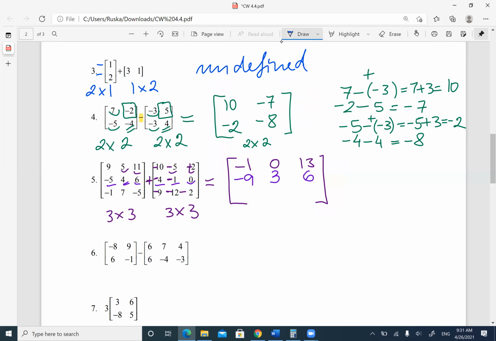You have negative 1 minus 9 is negative 10. 7 minus 12 is going to be negative 5. And then negative 5 minus 2 is negative 7. And that's my answer. The dimension is also 3 by 3. And that's what I get. Okay? And then the next one, we have number 6. Do you guys have questions here or are you good?